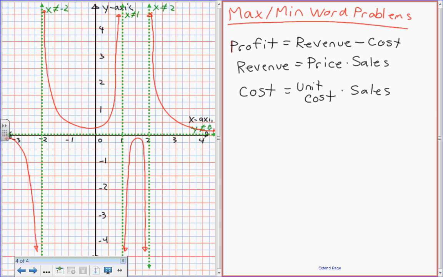It cost me, sorry, it cost me 50 cents. I'm selling it to you for $1. I'm making a profit of 50 cents per can. Okay, that's the only equation you're going to need to know.